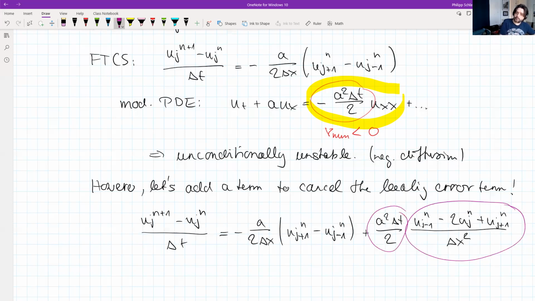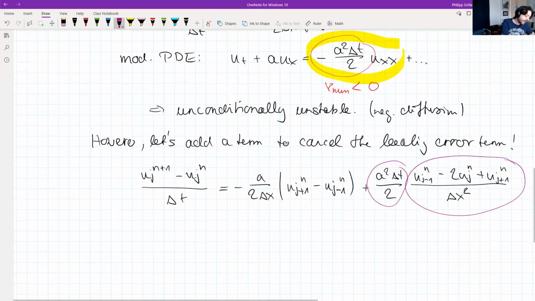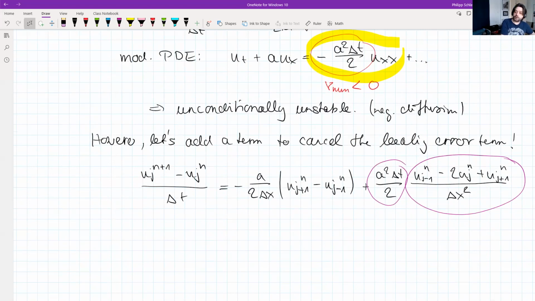And of course, what is clear is that the first order term of what I just wrote here will be exactly the same as the leading error term of my modified partial differential equation. So that means with this, I have certainly canceled that term. The question, of course, is what then happens to the next error term, which then appears, whether this one will be stable or unstable. But what I have certainly done is to remove this lowest order error term. And of course, it would be strange if I show you this scheme if it doesn't turn out to be actually a stable scheme.